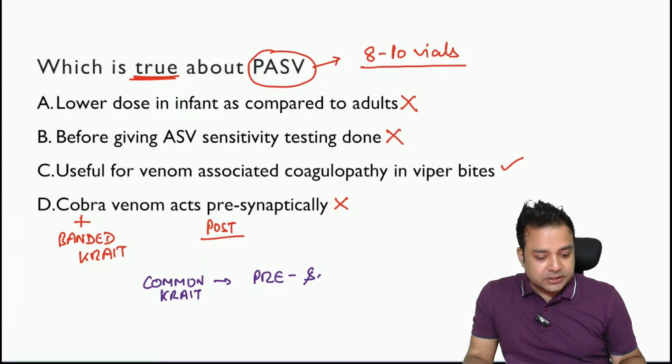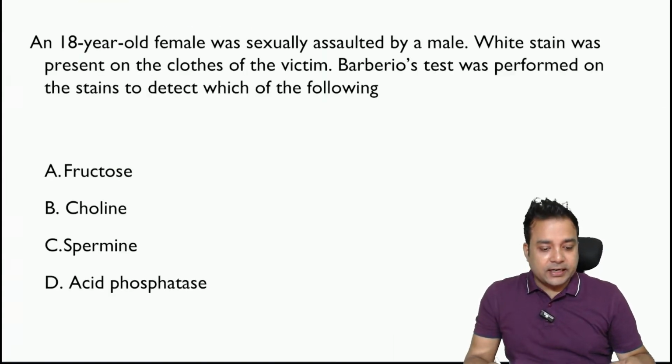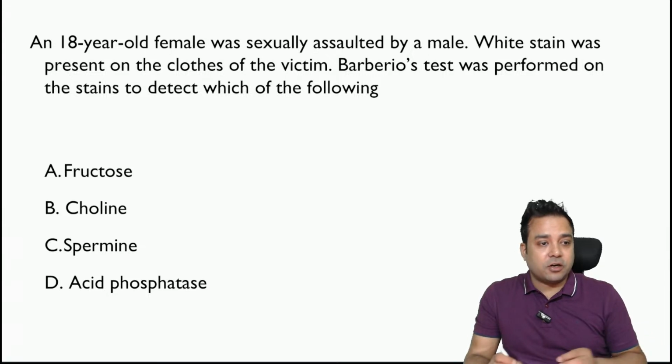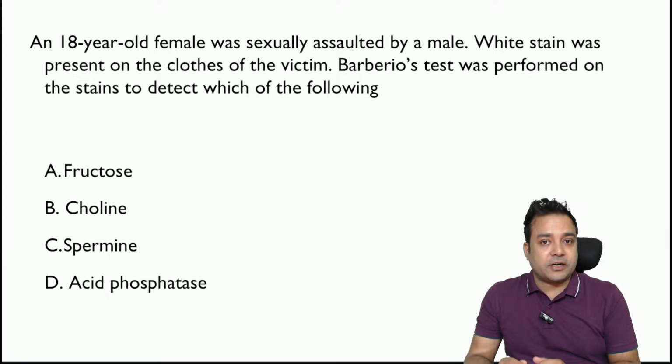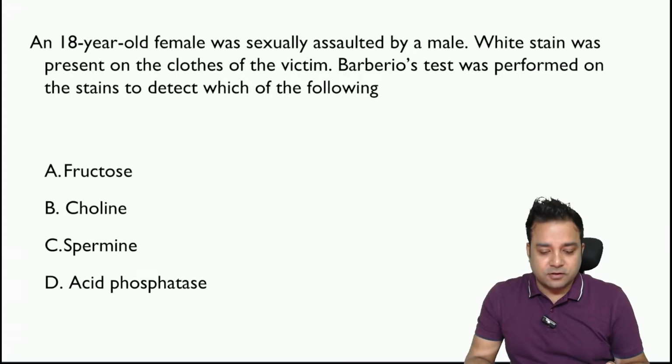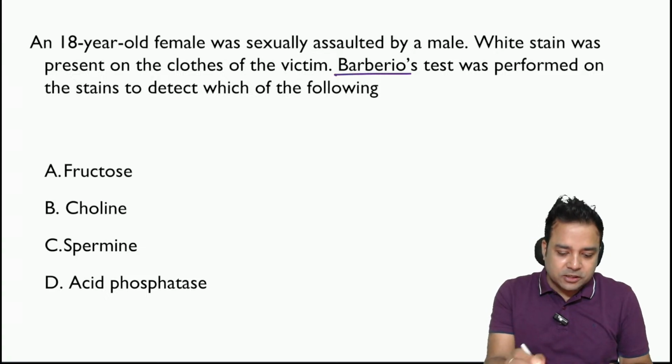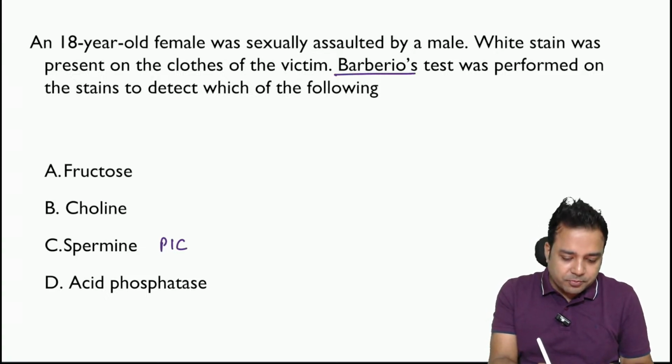Then come to the next question. An 18-year-old female was sexually assaulted by a male. A white stain was present on the clothes of the victim. Barberio's test was performed on the stains to detect which of the following? Simple, right? In Barberio's, crystals of what are formed? Spermine picrate. Spermine picrate. What is the reagent used?